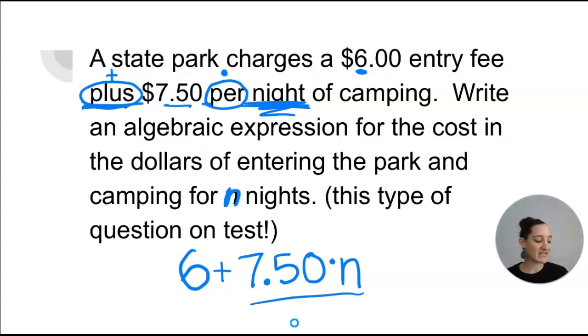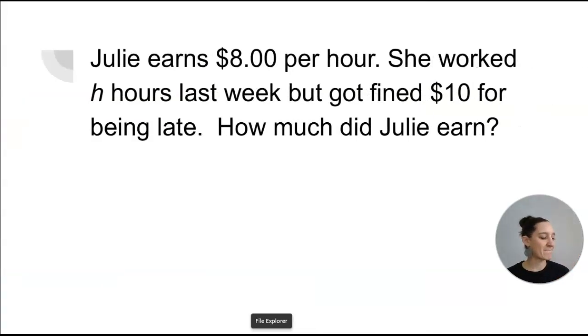It'll be $7.50 for every single night plus an entry fee. We only have to pay that entry fee once. Once we go into the park, then we're in and we just have to pay for the camping, which is $7.50 per night. Okay, we'll see a lot of questions like this on your mastery check and on the tests and all of that. So we'll keep practicing questions like this.